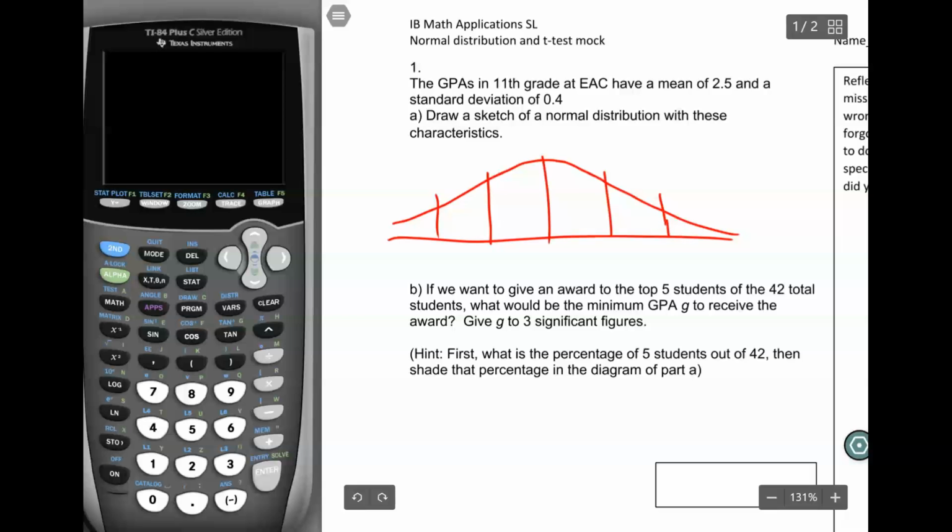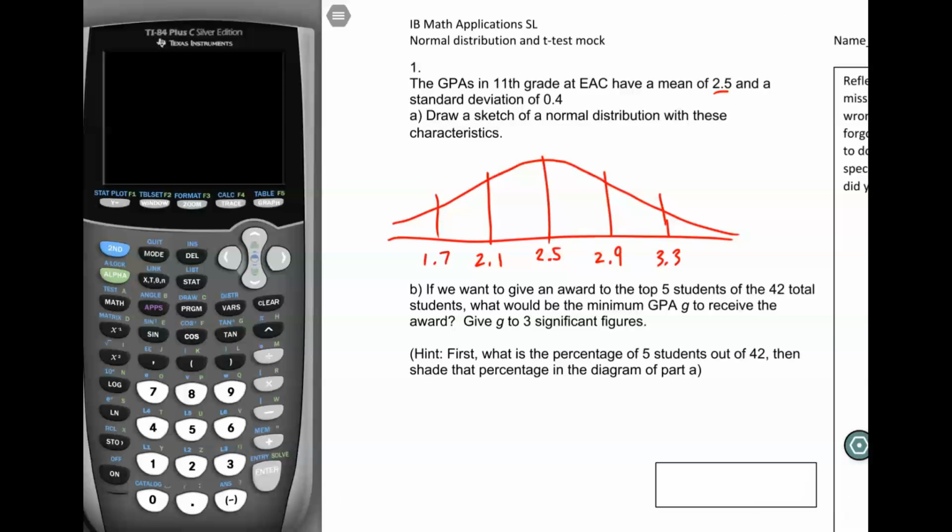So the mean is 2.5, that goes in the middle. And then the standard deviation is 0.4. You add it to the right and you subtract it from the left. So you're going to have 2.9 to the right, 2.1 to the left, 3.3 to the right, 1.7 to the left, like that, okay?